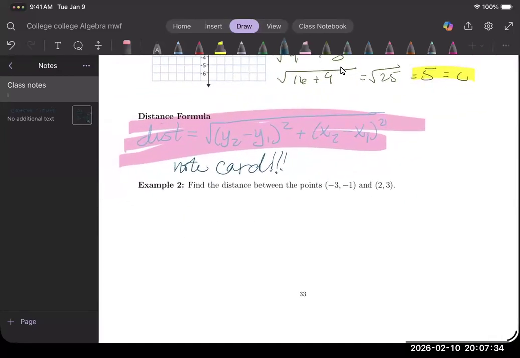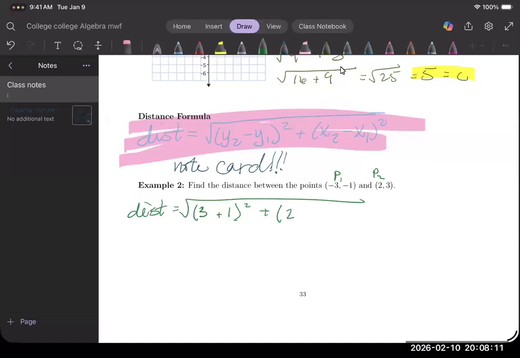Now I want you to pause the video and put it into action. See if you can use the distance formula. Play when you're ready. Find the distance between the points -3, -1, and 2, 3. So let's say I call this point 1 and point 2, although it doesn't matter, it comes out in the wash. Then the distance is equal to the square root of y2, which is 3, minus y1, which is -1. So a negative gives us a positive.